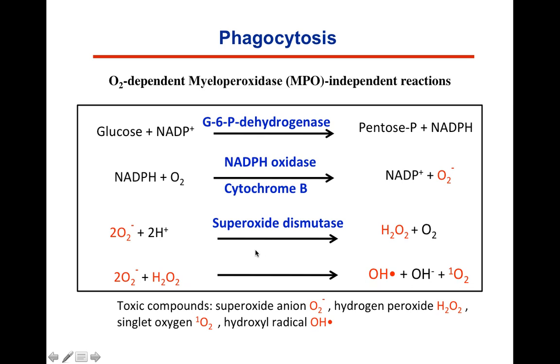And so you have the presence of superoxide dismutase, which actually gets rid of superoxide, but it also produces hydrogen peroxide that can combine with other superoxides to produce these very reactive oxygen species.